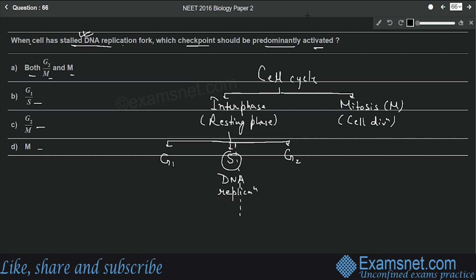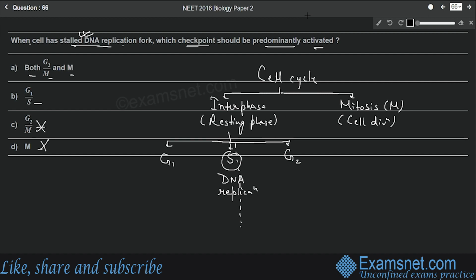Okay, so the process has not passed S phase, so the checkpoint also must be present prior to this S phase, not after S phase. So wherever G2 or M is present, this is not the correct answer. So options C and D are eliminated because the process has not crossed S phase. So how can it reach G2 or M phase?